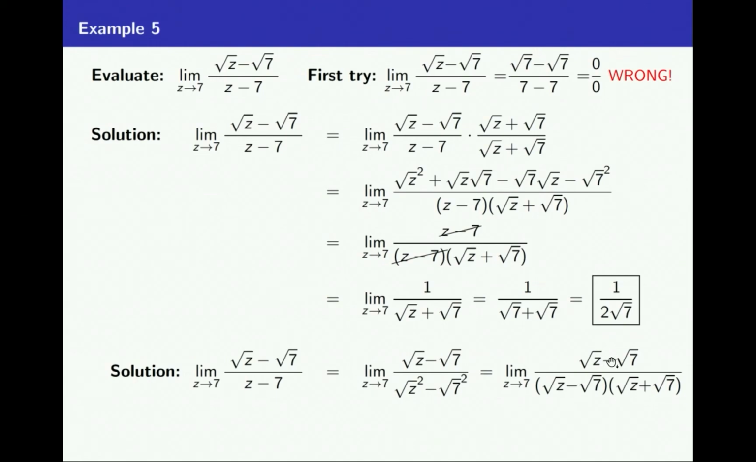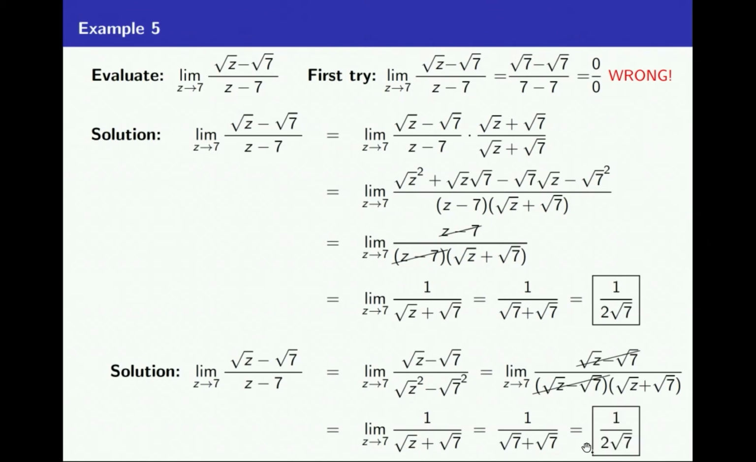And these two terms cancel and simply give us the limit as z approaches 7 of 1 over the square root of z plus the square root of 7. And now I'll take the limit as z approaches 7 of the top divided by the limit as z approaches 7 of the bottom. The denominator is no longer turning into 0. It is the square root of 7 plus the square root of 7 when z approaches 7.